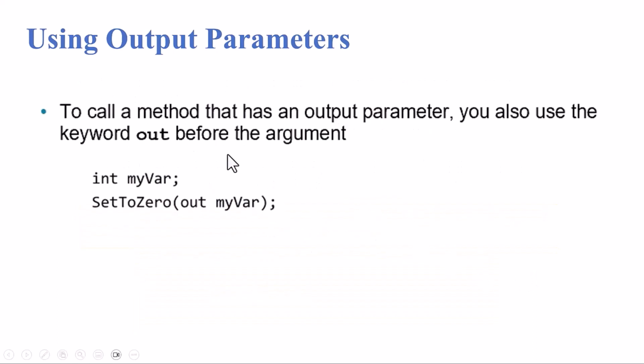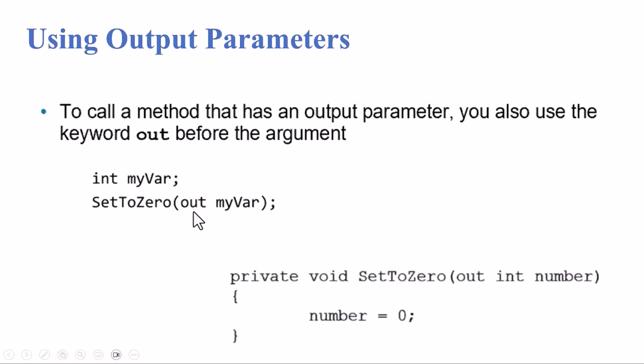Now, to call a method that has an output parameter, you also use the keyword out before the argument. int myVar. Notice there's nothing being assigned to this. We have no 99 here whatsoever. It just simply is myVar. And it's an integer. SetToZero(out myVar), and it will be set to 0 by calling this program SetToZero. Let's look at it with our retail price calculator 5.